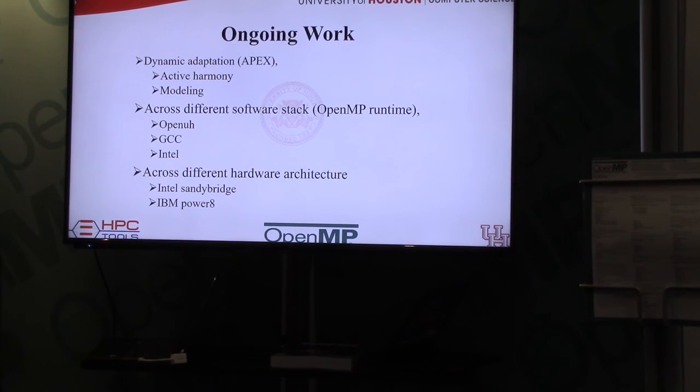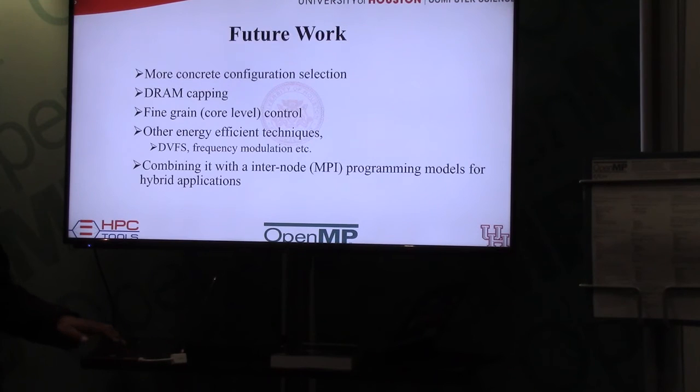Now, some future work: what can we do in the future? As you saw, most of the configurations we selected were discrete, but these configurations are not really discrete. For scheduling chunk sizes we used 7 distinct configurations, but they can go from 1, 2, 3, so they're more like continuous configurations. So what we can do is make a more concrete model for this configuration selection.